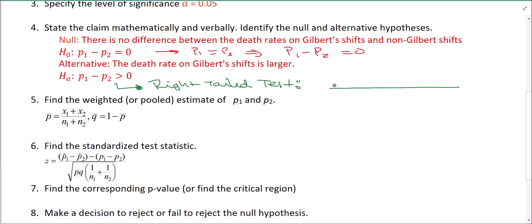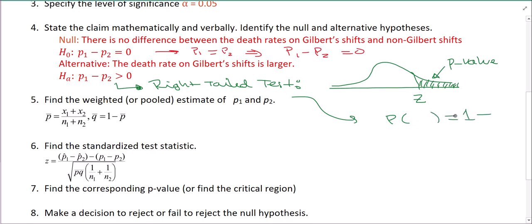meaning that when you look at the p-value, pretend that it's symmetric and normal, then we're looking at this. So whenever we find our z-score, we want that area. So this is going to be our p-value. Now remember, our z-score table in our book gives us the area to the left. So because this is a right-tailed test, our p-value is going to be 1 minus whatever we get for our z-score, which is going to come from step 6.